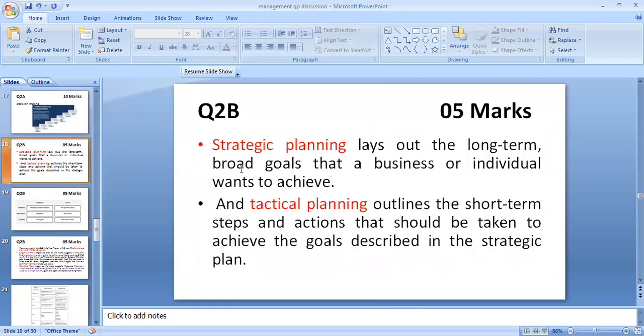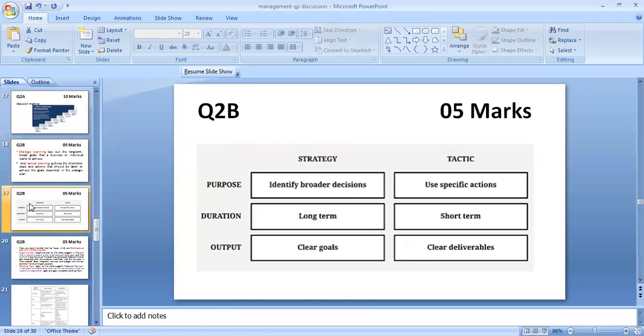Strategic planning is long-term planning. Like when a business is started, what will be the position of the business after 10 or 20 years? Tactical planning is short-term decision making. For example, for improving the sales or the promotion, all those things you can call tactical planning. Fine. So I have made the difference between strategic and tactical planning. The purpose of strategic planning is to identify the broader decision, whereas tactical planning is a specified action just for improving the sales or demand, something like that.